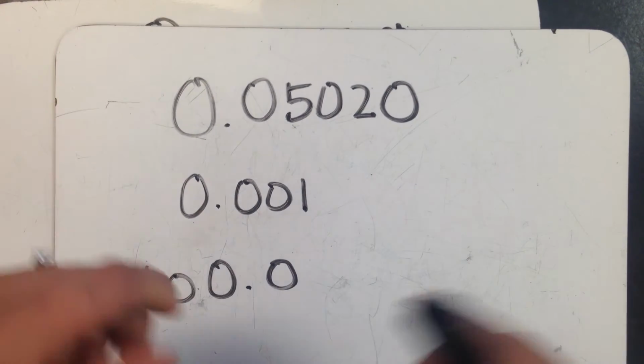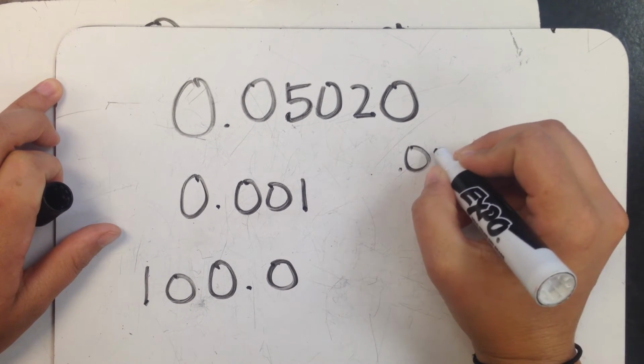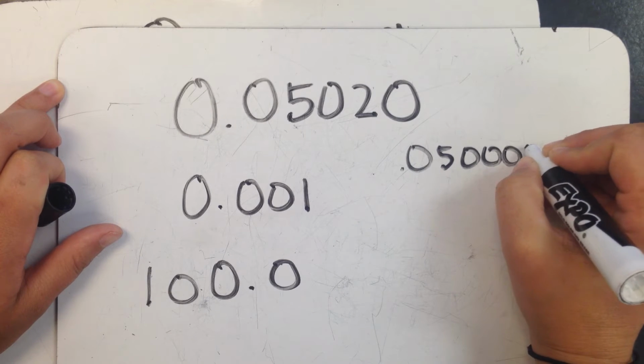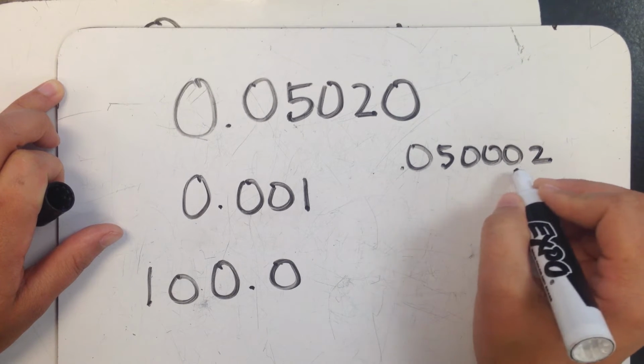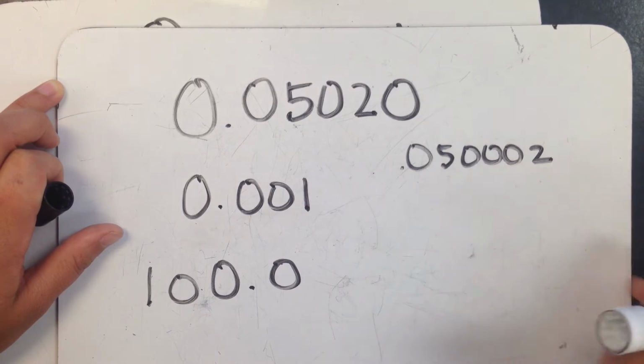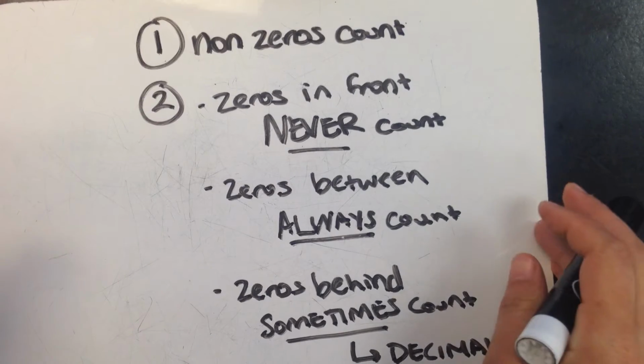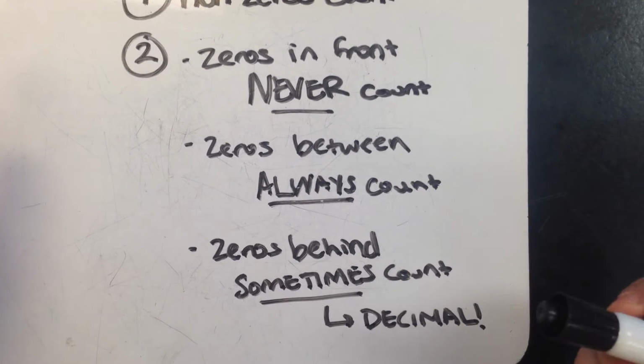It can be between two numbers, like it could be like this, and all of those zeros are between the numbers, so all of those zeros would count. Sandwich zeros always count. And then the last zero rule is if they're behind the numbers.